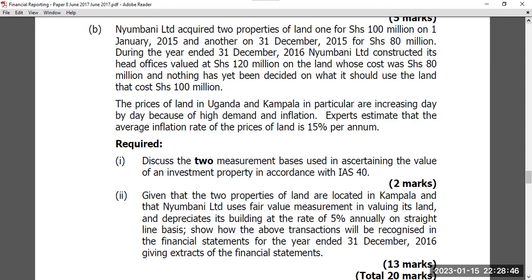Since the purpose wasn't known, you can't classify that under PPE, because for PPE we are very sure that the assets are going to be used for administration, or in the production or supply of goods and services. But here the purpose is not known, so it is now going to be assumed that that asset was bought for it to increase in value.